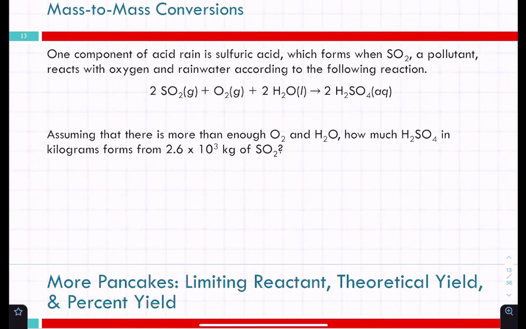All right, so one component of acid rain is sulfuric acid, which forms when sulfur dioxide, a pollutant, reacts with oxygen in rainwater according to the following reaction. Assuming that there's more than enough oxygen and water, how much sulfuric acid in kilograms forms from 2.6 times 10 to the 3 kilograms of sulfur dioxide? Just an extra layer of complexity.